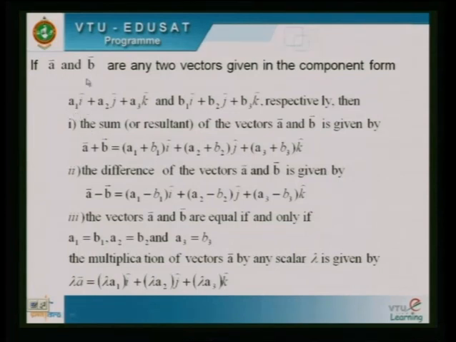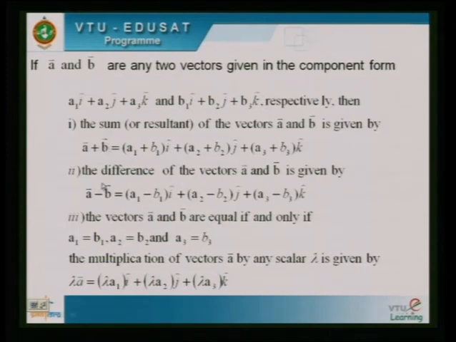How do we add these two vectors in terms of components? For example, they have given A is equal to A1i plus A2j plus A3k, and similarly B is equal to B1i plus B2j plus B3k. Then the sum or resultant of the vectors A and B is given by A plus B is equal to (A1 plus B1) into i, plus (A2 plus B2) into j, plus (A3 plus B3) into k. Is it clear? So you will get the resultant of two vectors.